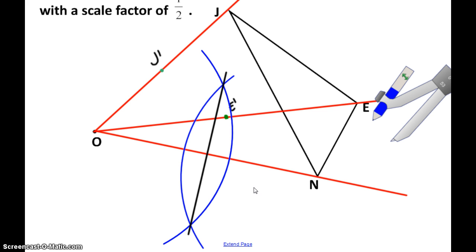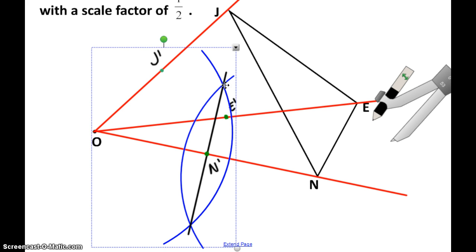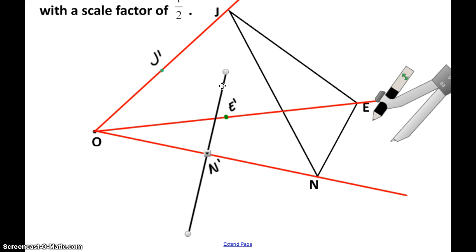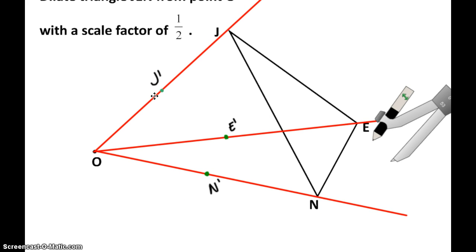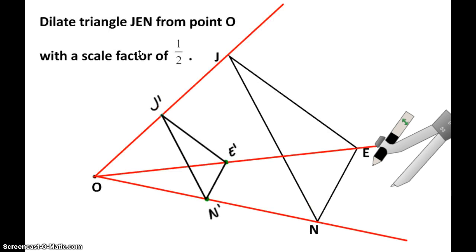There we go. Okay, so what I'm going to do is place a dot right here, and that dot is going to be my new N prime. So get rid of all of this so I don't get confused. Alright, so now I have three dots that will create my new triangle J prime, E prime, and N prime, and it's going to be half the size of our original triangle. Alright, so there we go.